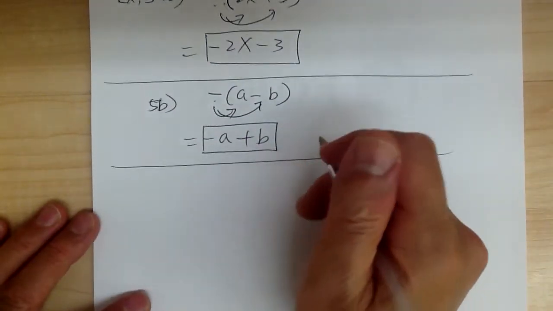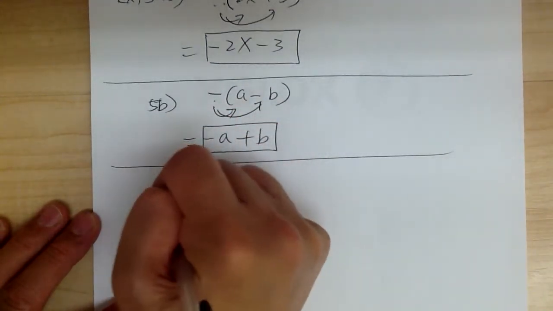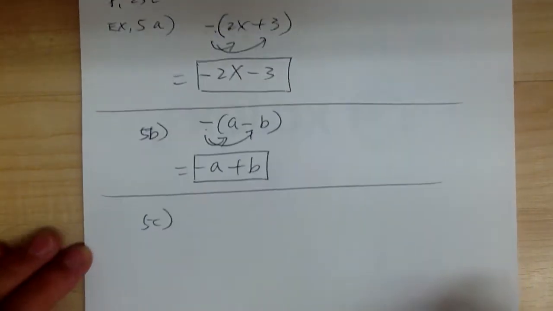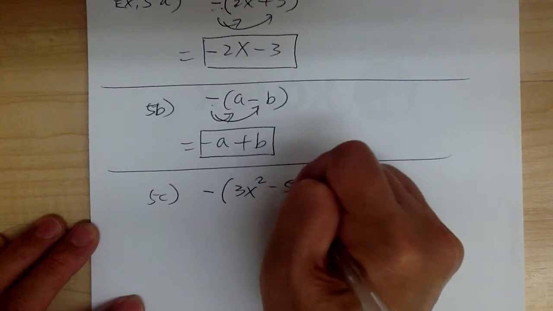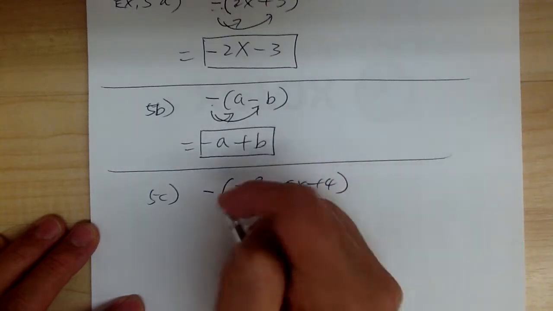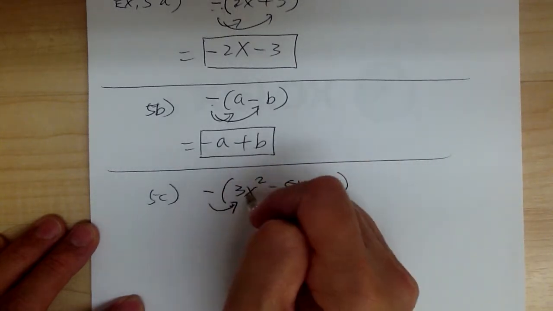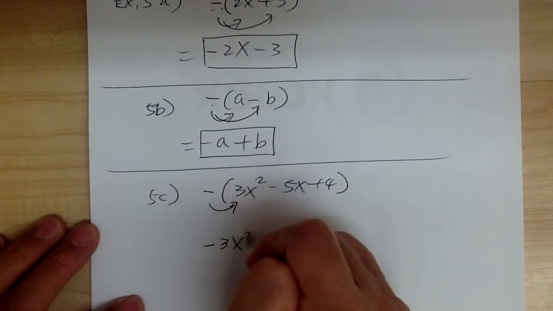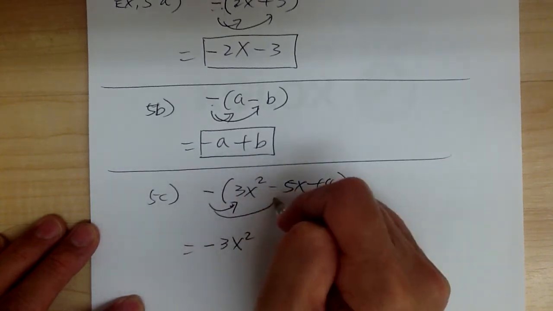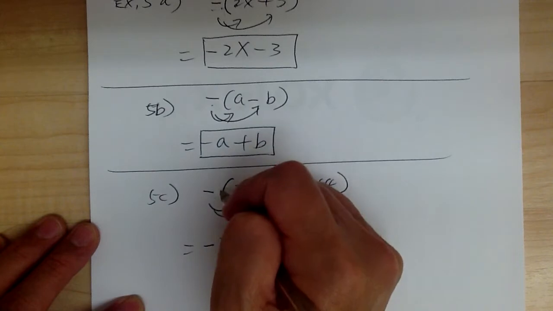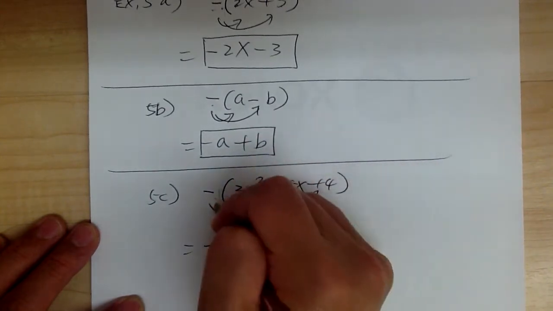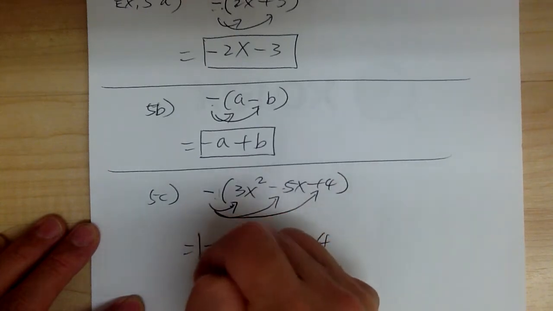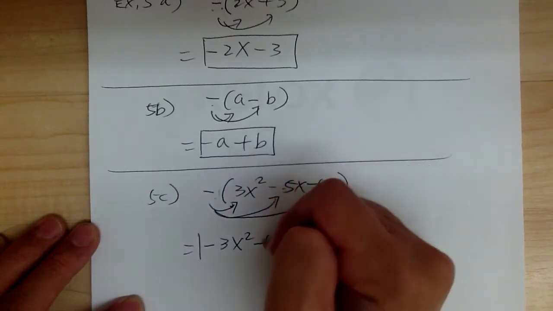Okay, let's go to example C. You have negative times 3x squared minus 5x plus 4. So you can distribute. So negative times whatever would be just that, right? And then distribute. So negative times negative is positive, and 1 times anything would be the same, right? And you multiply. Negative times 4 is minus 4. So when you multiply by negative 1, it just changes all the signs.